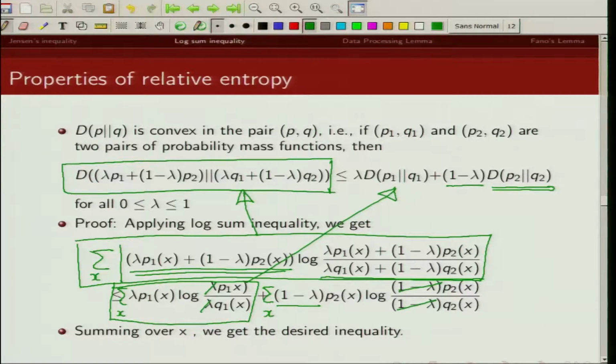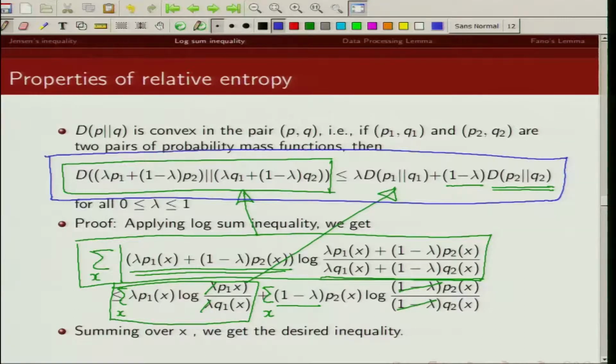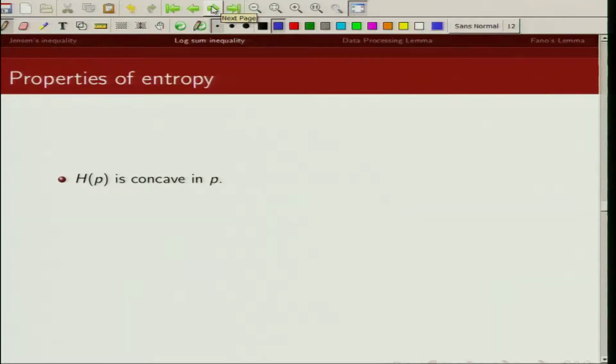So using the log sum inequality, we have shown that this relation holds, and from Jensen's inequality we know this is the condition for the divergence function to be convex in the pair (P, Q). Now let us use these results to prove some more results on concavity and convexity.